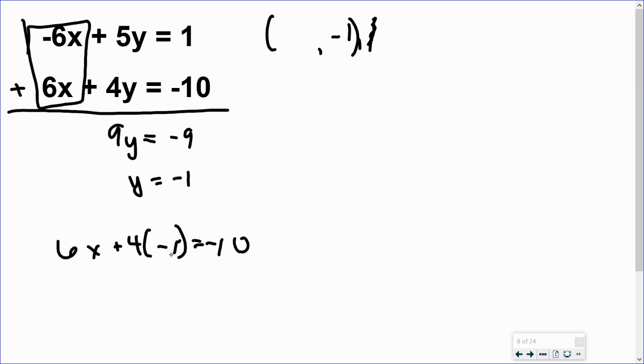Okay, and again, notice that when I substitute something in, I put in parentheses. So 6x minus 4 is equal to negative 10. 6x is equal to, move that over, negative 6. x is negative 1. Again, if you wanted to, you could substitute those numbers in there and make sure that they end up to be correct. But usually I just go to the next problem.